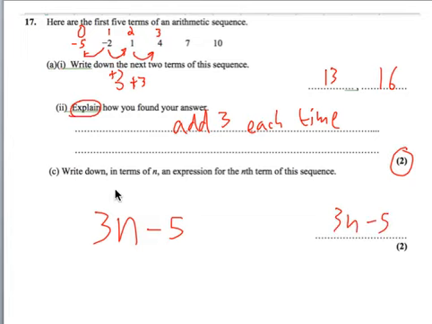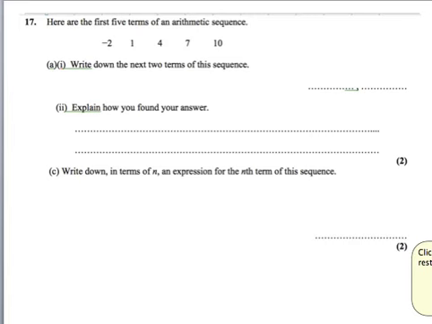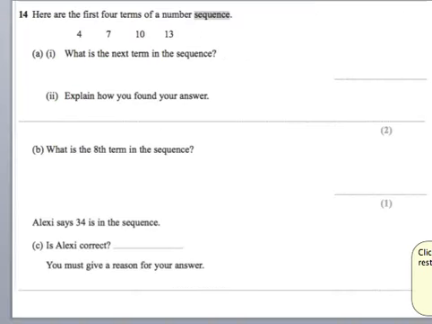Now I can check this works. Let's check for the third term. Here, n is 3. So 3 times 3 is 9, minus 5 is 4, and that is the term in that sequence. We'll see if we can quickly blast through one other question. Again, they all follow a similar pattern.